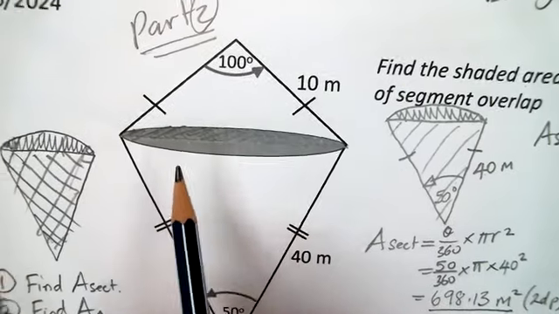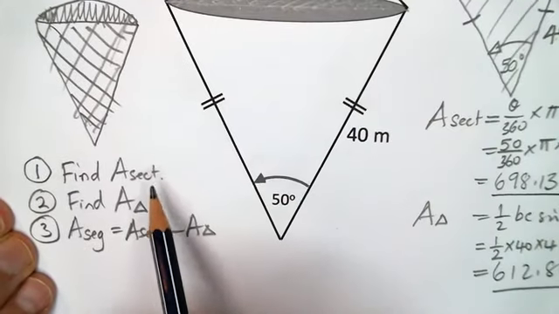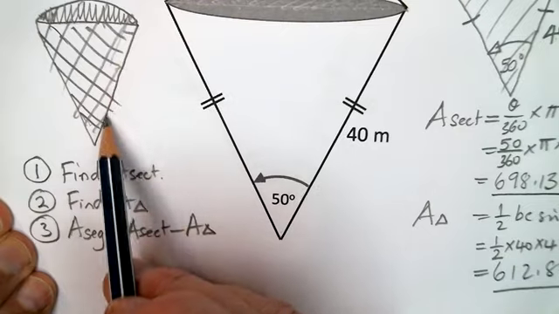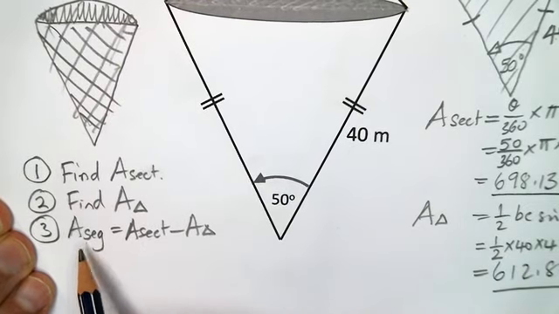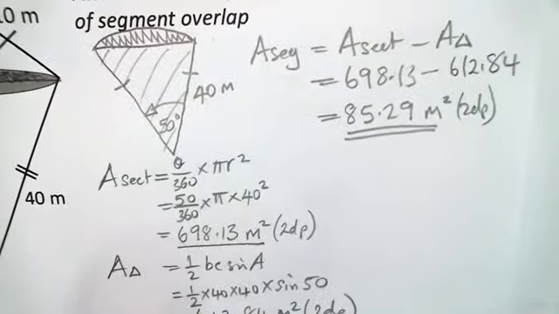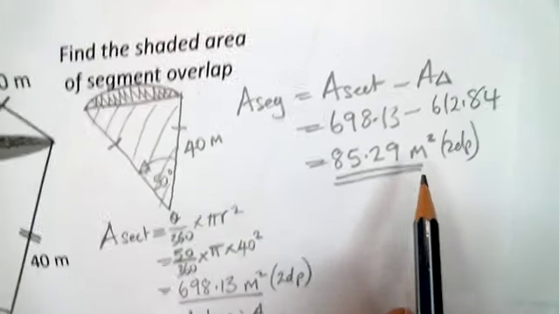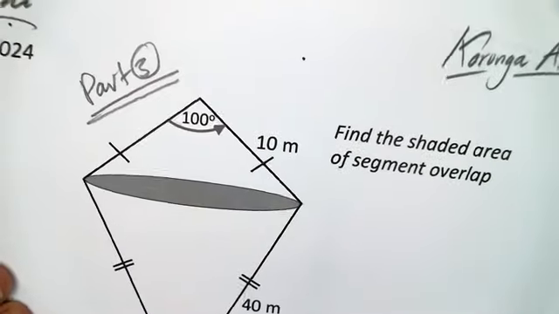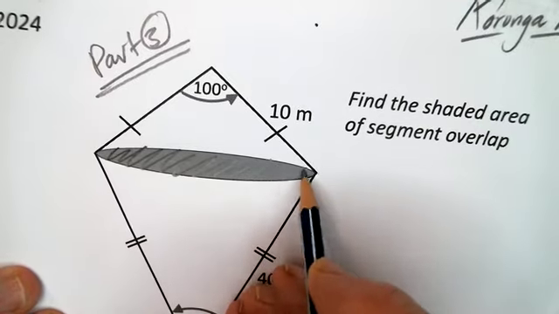So anyway, we calculate the upper part now. To do that again, we find the area of the sector, we find the area of the triangular part there, and we subtract the area of the triangle from the area of the sector to reveal the area of the segment. In this case, we found it to be 85.29 square meters. So the final part then is to say, what is the area of this whole thing here? What's the area of that bit?